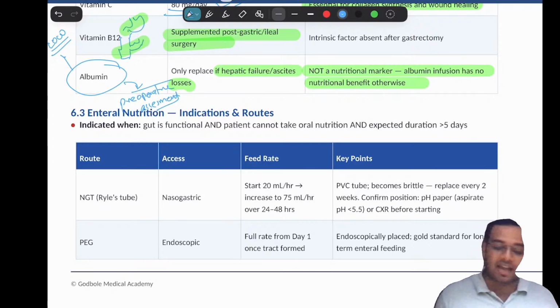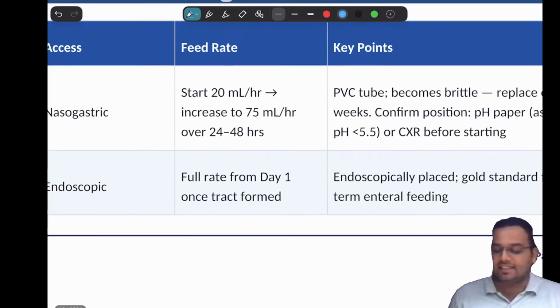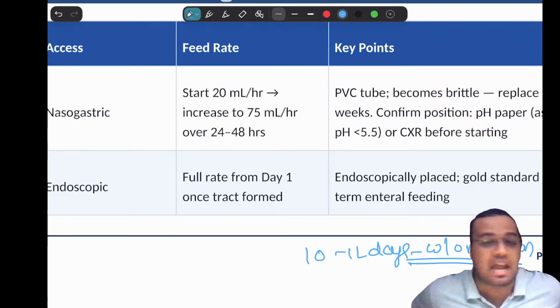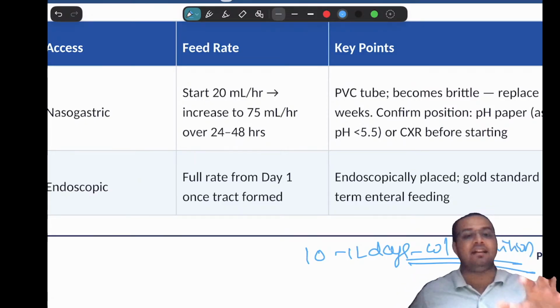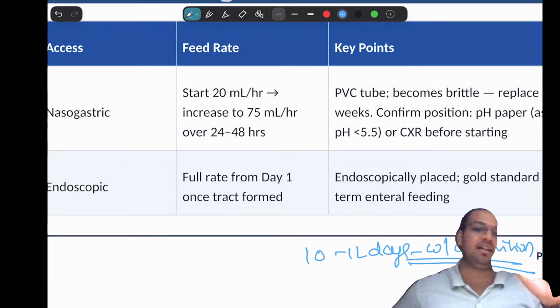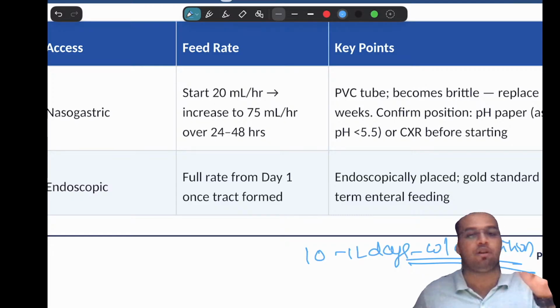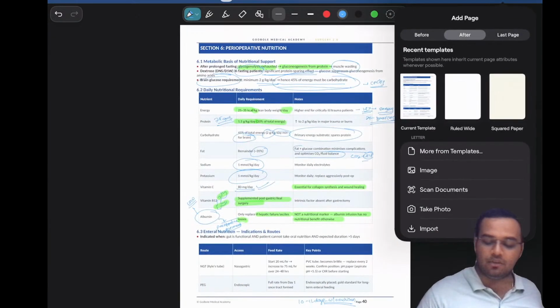So how is the mechanism? That's what is given in Bailey and Love. Any human body can survive up to 10 to 12 days without nutrition. Obviously, I am talking about survival. It does not mean that the patient might be physiologically normal, but till 10 days, even if the patient is not able to have any type of nutrition, it is fine. The patient is going to survive. But if the patient needs to be NBM for more than 10 days, that is the time the patient is going to require nutritional support.